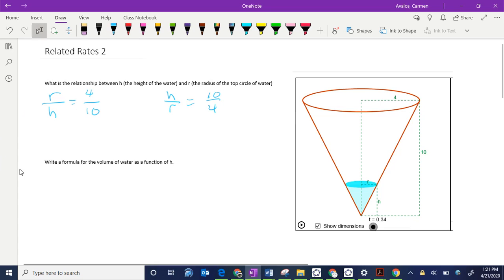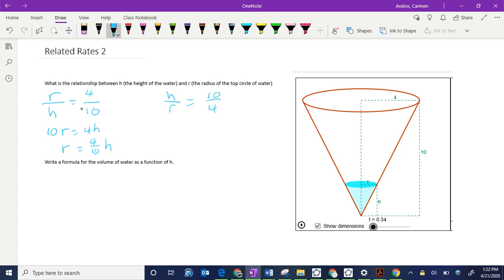Now, because we have one fraction equal to another fraction, with an equal sign on there, that's when you could do cross multiplication. You cannot do cross multiplication if there is a multiplication symbol in there instead of an equal sign, and a lot of students confuse that. Here we can, and so we get 10R equals 4H. And so I could solve for R, and I get that R is going to be 4 over 10 H.